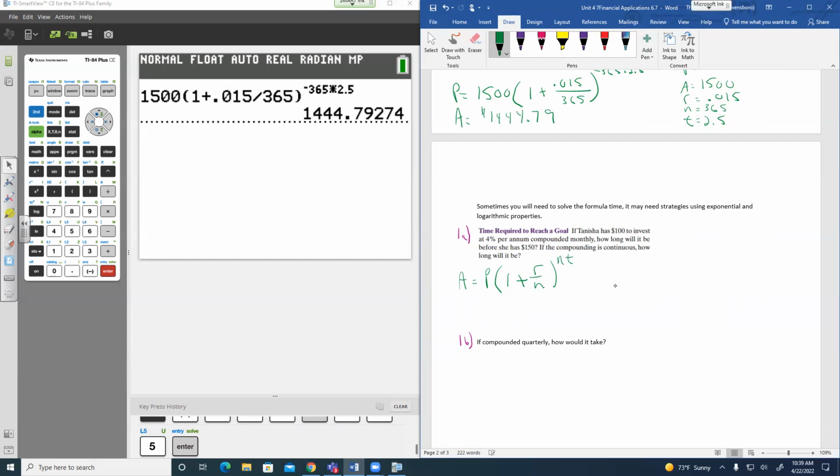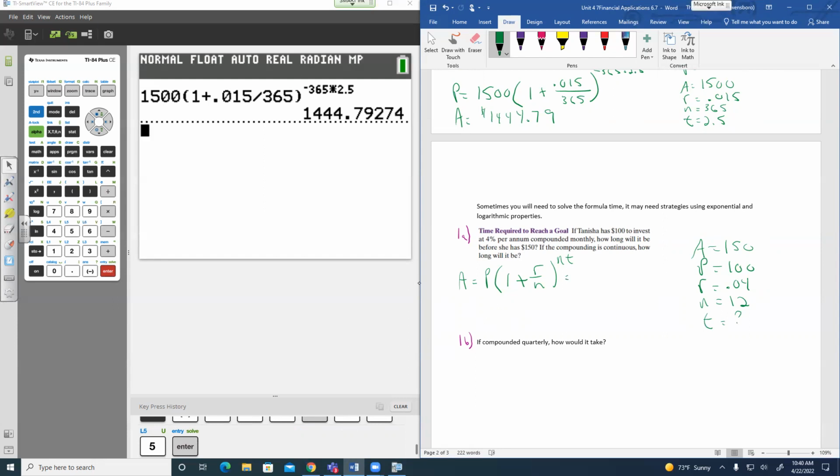So let's see here. So again, A is going to be the final amount, which was the 150. The P was the initial amount, which is the 100. The rate of interest was 0.04. The number of times compounded, they said monthly, so it's going to be a 12. And the time is going to be, we don't know. That's going to be the unknown. So let's see what we can do with this problem.